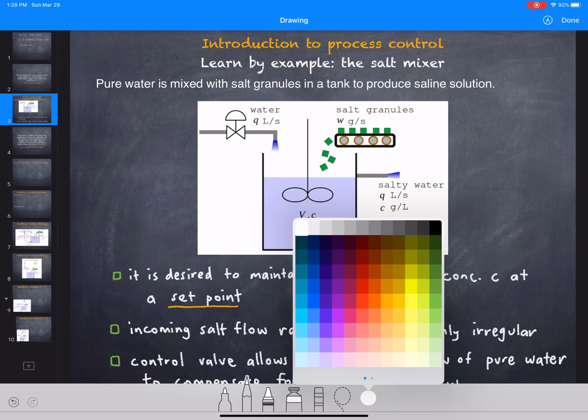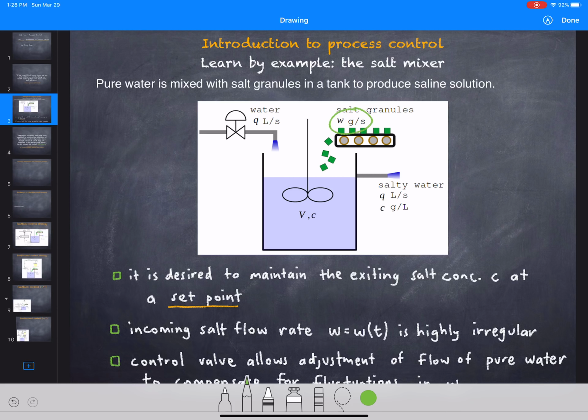So consider a case where we see a sudden increase in W. That would cause the water to be way too salty, right? And then to offset that increase, to compensate for it, we would increase the flow rate of pure water because that would dilute the solution and make it less salty. So the question is, for a given W(t), how do you adjust Q in order to maintain C at its set point? And that's a central question in control theory. And obviously, in order to answer that question, we need to know something about the dynamics of this process. And that's why we studied process dynamics in CHE 361.